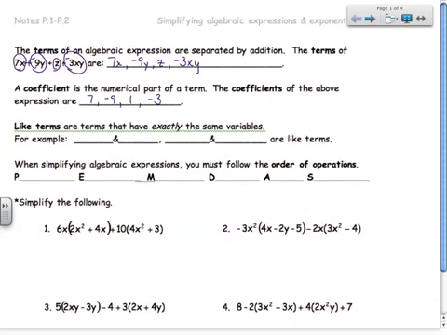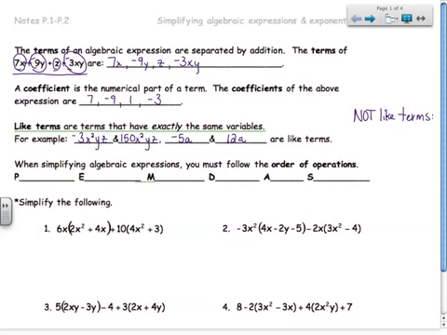Like terms are terms that have exactly the same variables. If you look at the expression we started with, there are no like terms. So I'm going to make up a term and a like term. Let's say negative 3x squared yz, and then my other term might be 150x squared yz. Let's make another example. Let's take negative 5a and 12a.